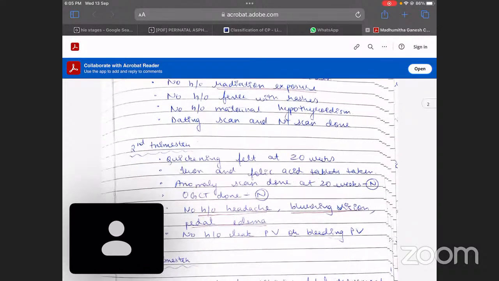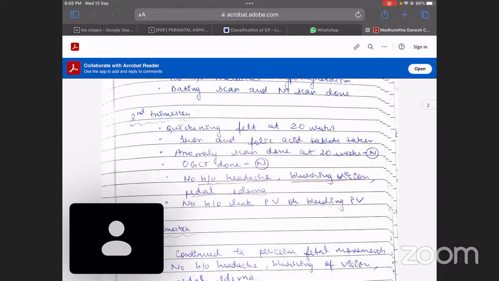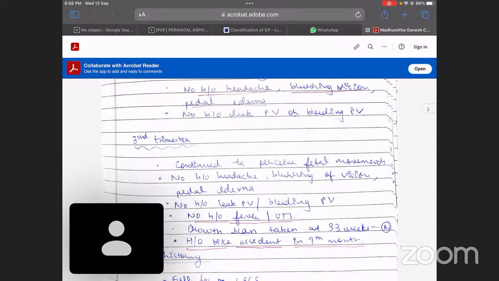Moving on to the second trimester, quickening felt at 20 weeks. Iron and folic acid tablets were taken. This is to rule out any neural tube defects. Anomaly scan was done at 20 weeks, which is normal. OGCT, an oral glucose challenge test, is also normal. There is no history of headache, blurring of vision, and pedal edema. This is asked to rule out any placenta previa or hypertension. No history of leaking per vaginum or bleeding per vaginum.